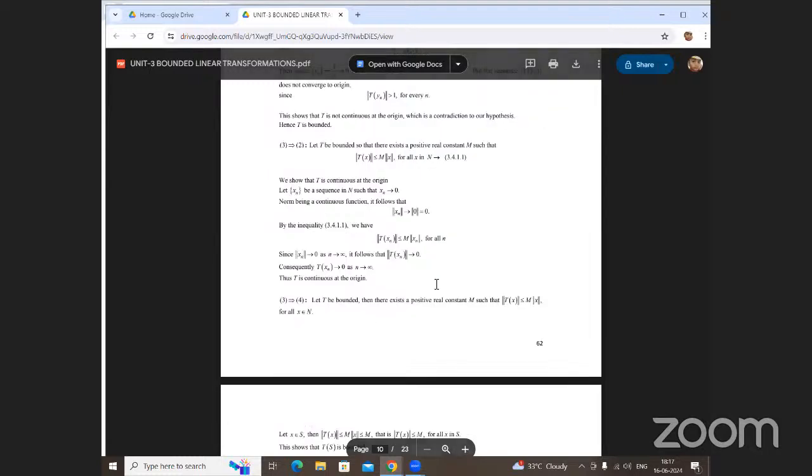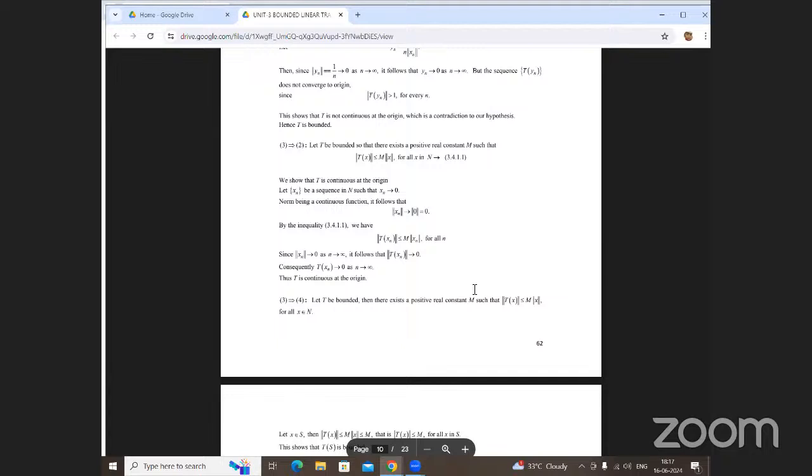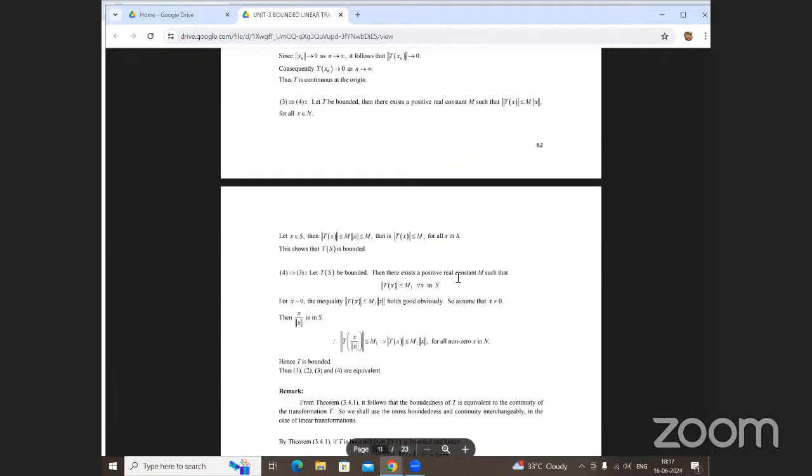Next one, 3 implies 4. First of all, you have to take in the boundedness of the transformation. Now, we take the closed sphere. What is the closed sphere? This is the boundary condition. Here x being an element of the closed sphere S, norm T of x is less than or equal to m, by the boundedness of the linear transformation.